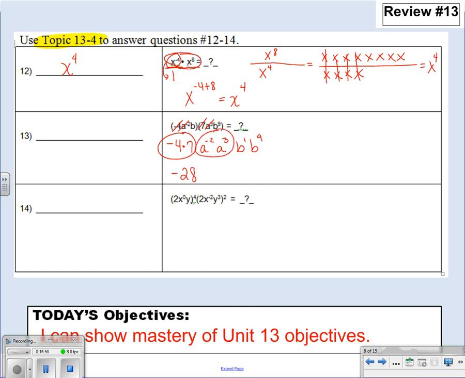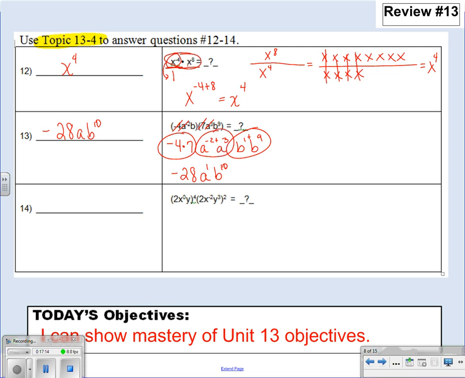If I take my a's and add them together, a to the negative 2, so negative 2 plus a positive 3 is a positive 1. And if I take my b's and add them together, we get b to the 10th. So our answer is negative 28 a b to the 10th. Notice I didn't show the 1 that is the exponent on the a.